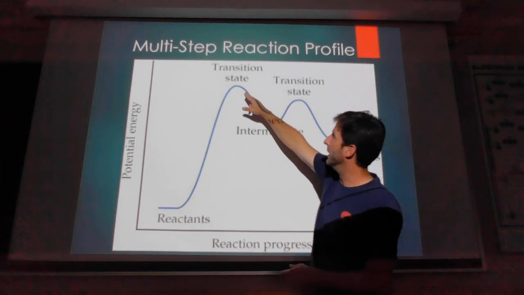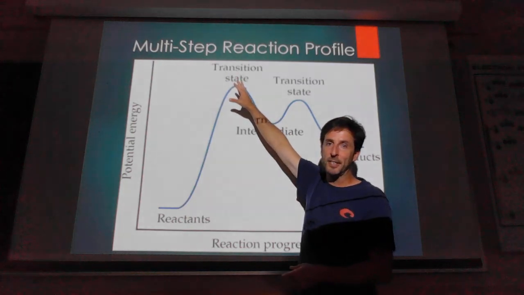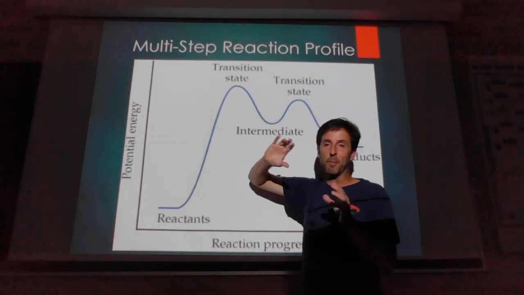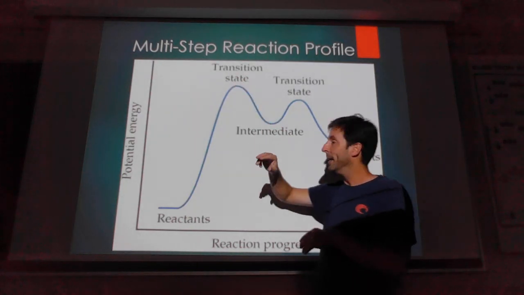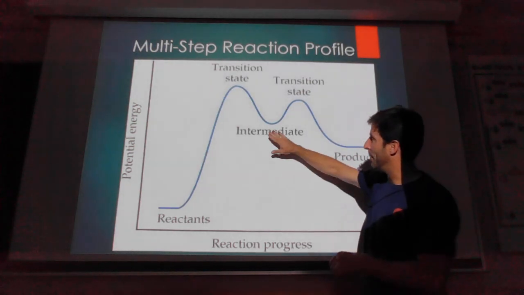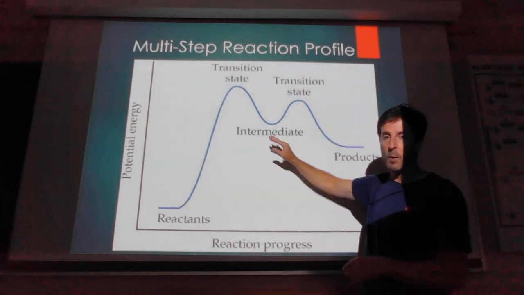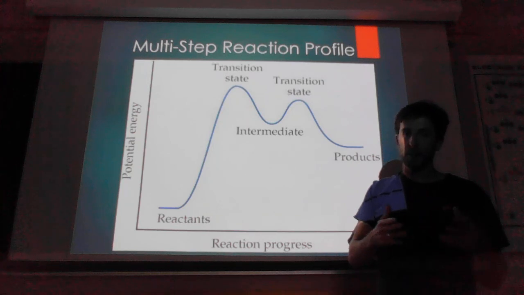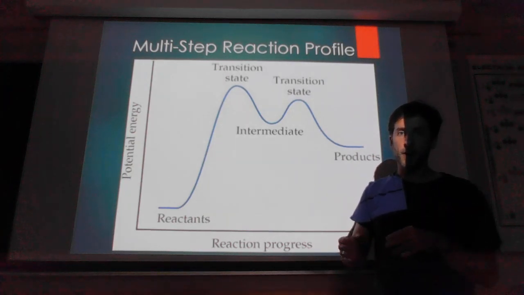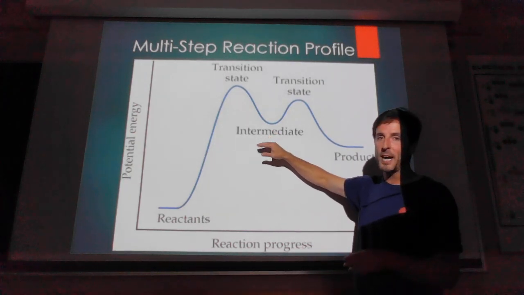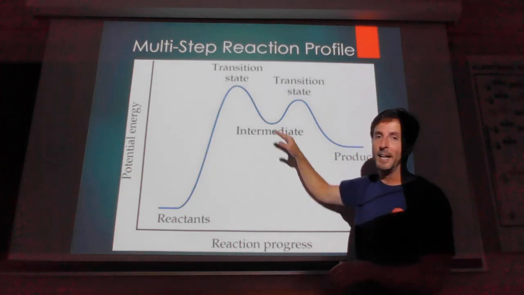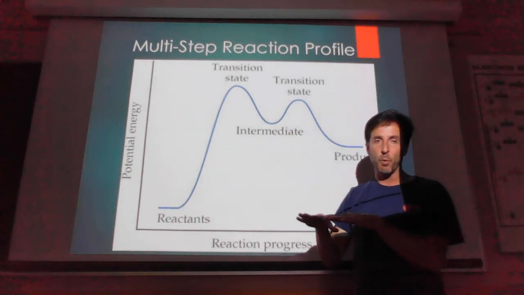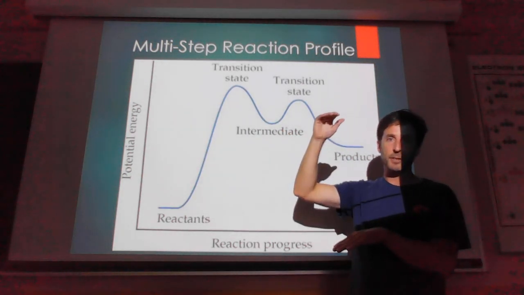At the top of each hill, I would have a transition state, which is something that exists for a moment that's very unstable. In between the steps, I'm going to have an intermediate or multiple intermediates. It could depend on the reaction as to how many intermediates there are. But that's something that's a little more stable. I can see by the drop in energy, anything that's low energy is more stable than things that are high energy. Okay?